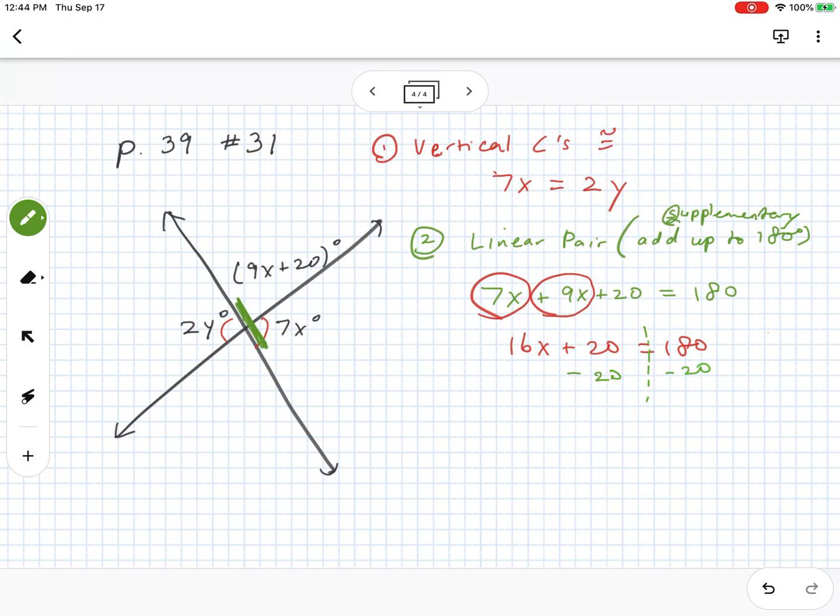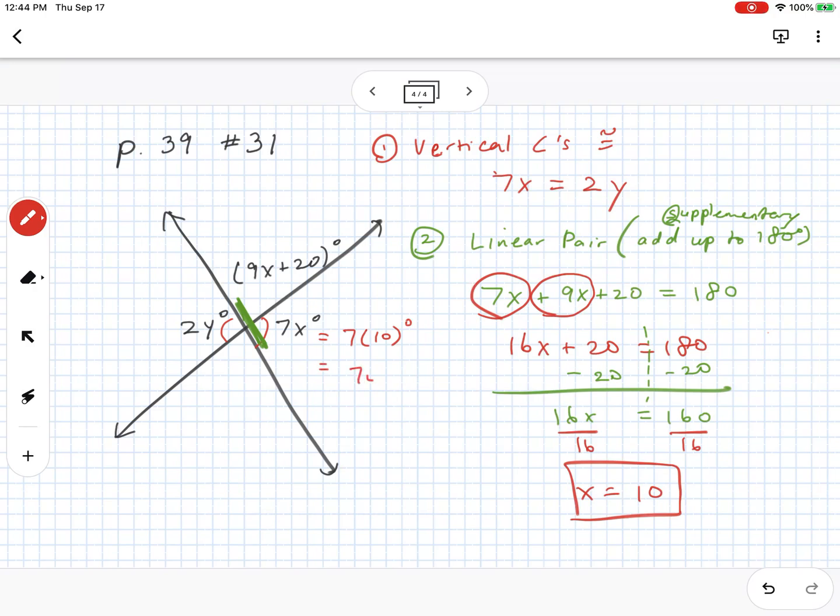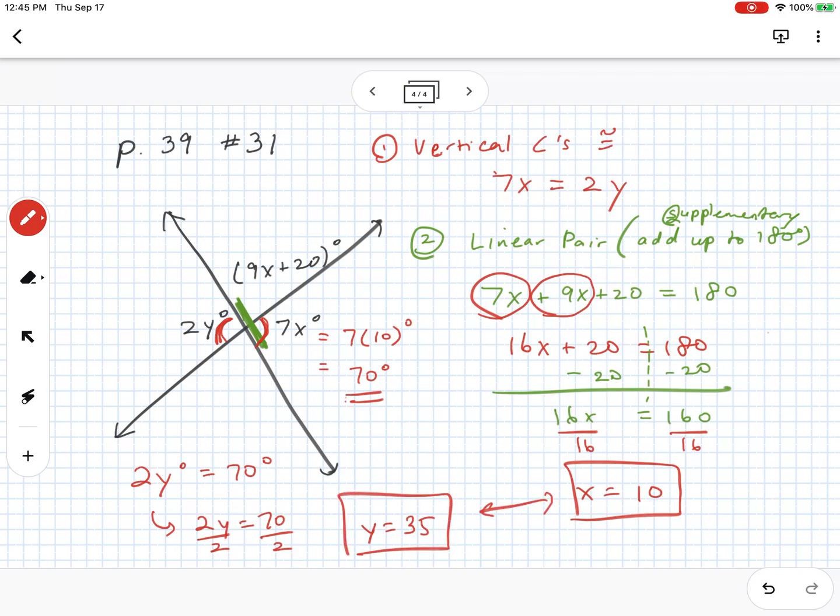And then from there, we can work out the rest of it. So we can subtract 20 from one side, subtract 20 from the other side. We're left with 16x equals 160. And then we can divide by 16 on both sides, and we're left with x equals 10. So if x equals 10, I know that this has to equal 7 times 10, which means that this is equal to 70 degrees. And if I know that this angle is 70 degrees, then I know that this also has to be 70 degrees. So I can say that 2y degrees is equal to 70 degrees, or 2y equals 70. And then I can just divide, y equals 35. And just like that, I have my two answers: x equals 10, y equals 35.